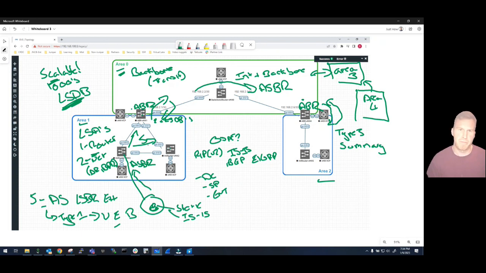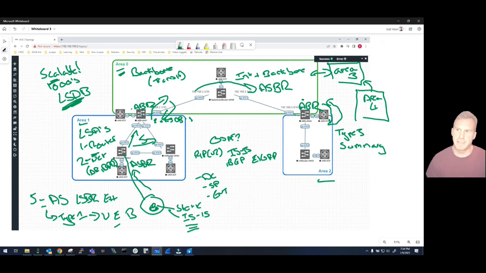But it's actually the type 5 LSA that advertises what those network prefixes are. Okay, so there's the difference. Type 5s are advertising what those network prefixes are that are external to OSPF. Type 1 is again just advertising what that router is, who's connected to it, and the cost.